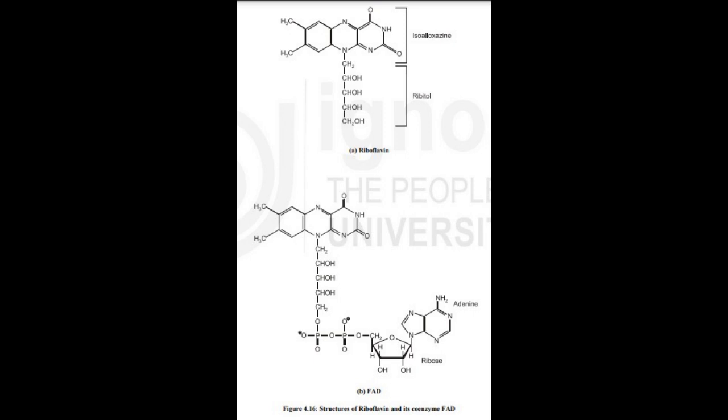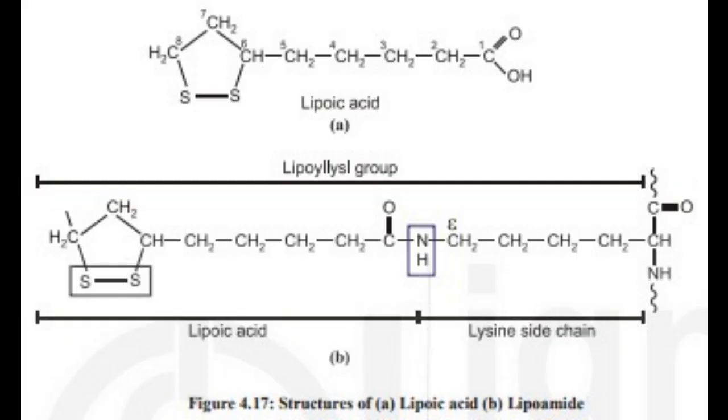C. Lipoic acid acts in the transfer of hydrogen during oxidative decarboxylation reactions. It occurs both in oxidized and reduced forms. Refer to figure 4.17a for its structure. Figure 4.17b shows the structure of lipoamide, where lipoic acid is bound in an amide linkage to the epsilon amino group of a lysine residue of dehydrolipoamide acyl transferase.